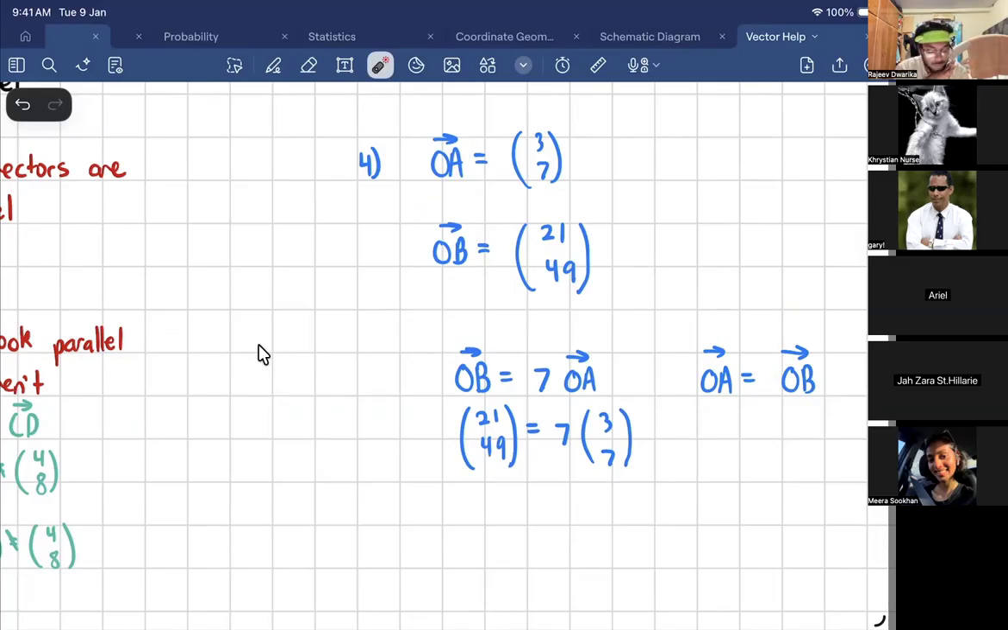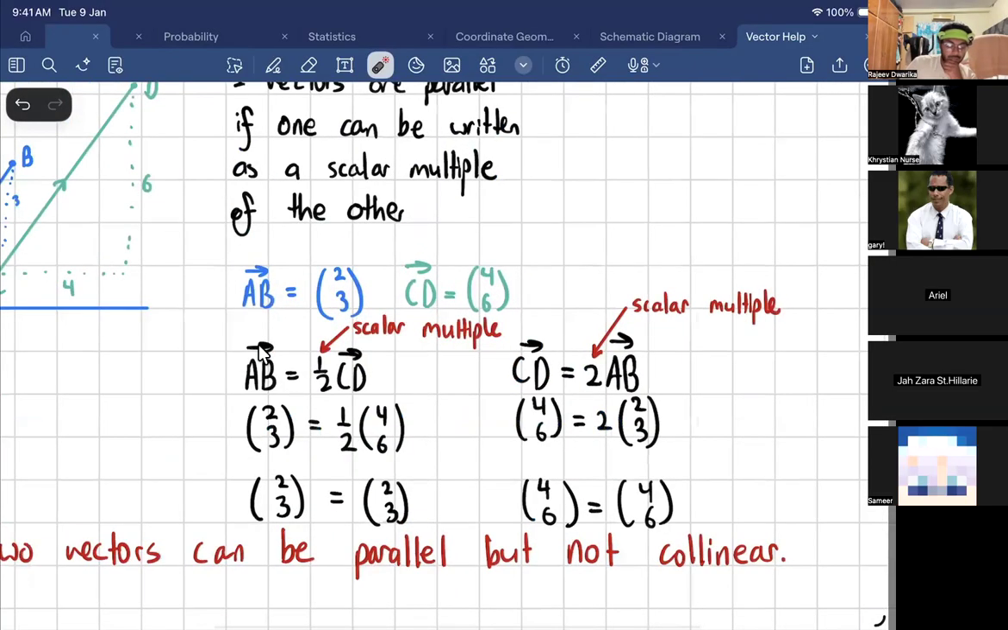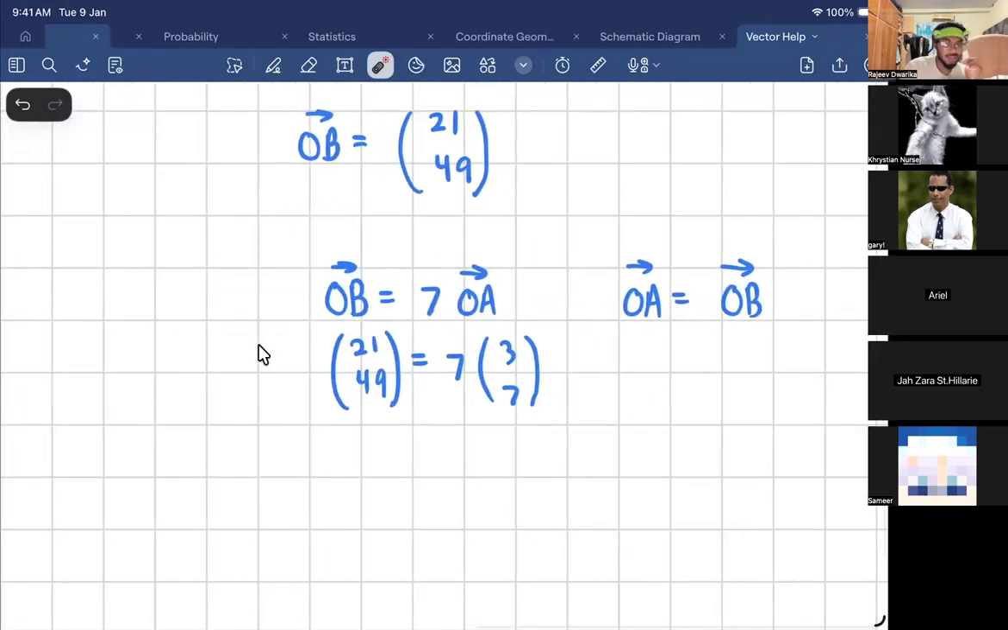Everyone, OA would be what of OB? Somebody said 1/3. No, it wouldn't be 1/3. Maybe I'll give you all a hint. If AB is a half of CD, then I said CD is 2 times AB. Maybe this might be a hint. Okay, think now. I'm telling you that OB is 7 times OA. Do you know what OA would be in terms of OB?